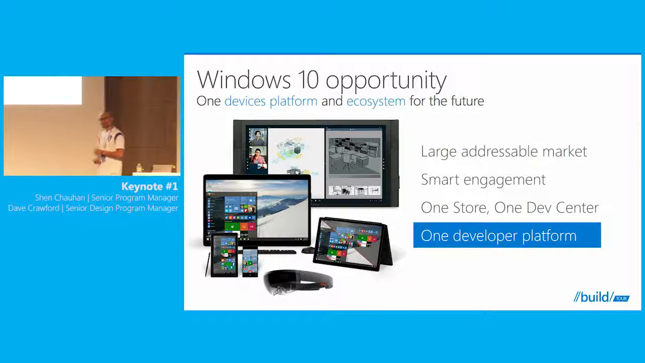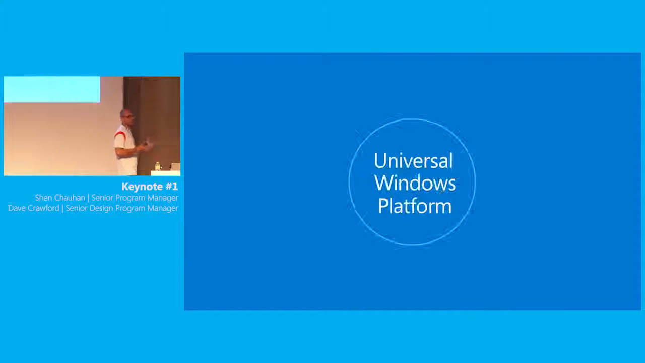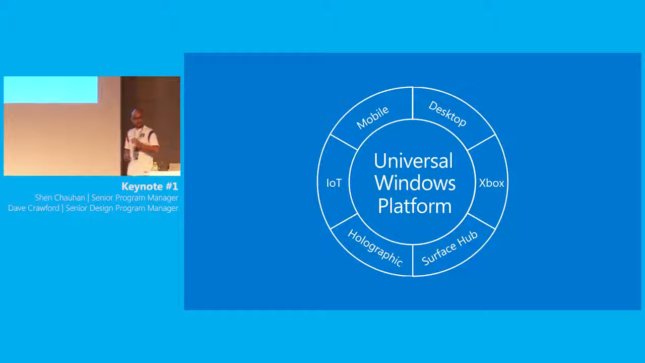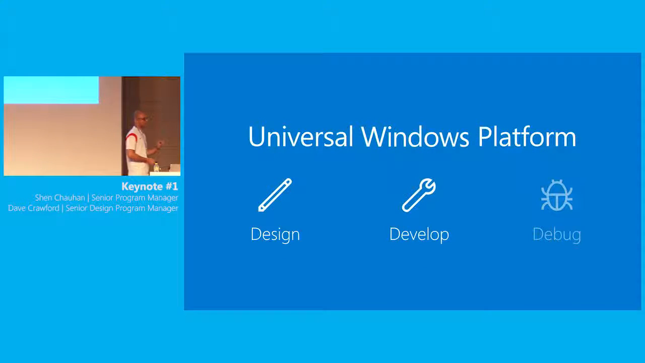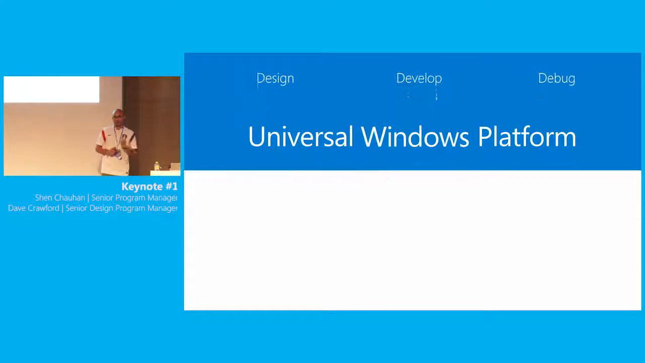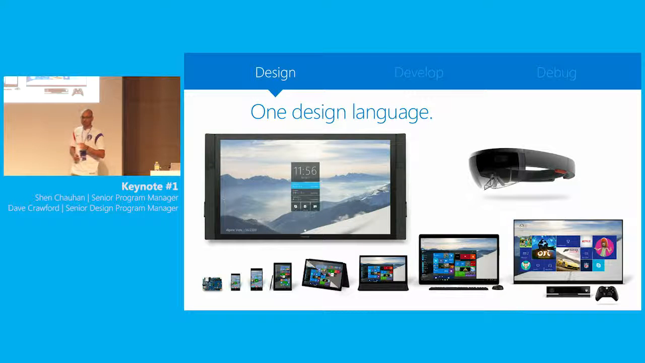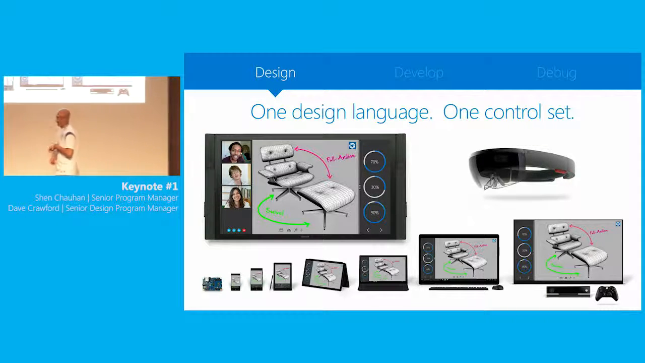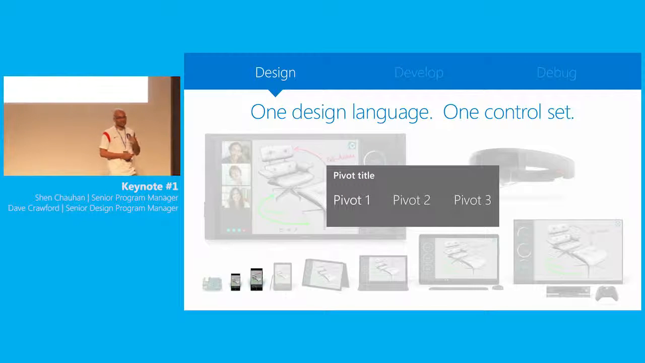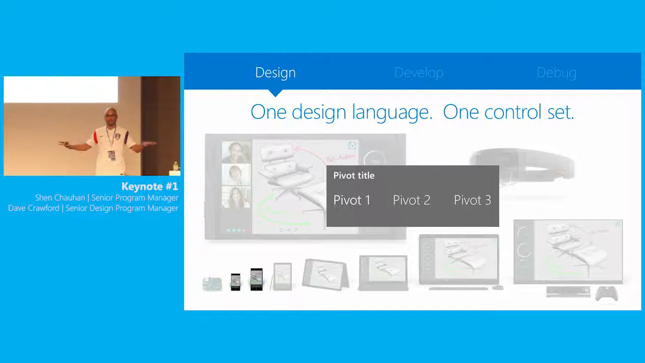So, the final thing I want to talk to you about is the one developer platform. This is one of the big fundamental changes that you'll see: regardless of whichever Windows family of devices you have, we'll make sure you get a consistent design, develop, and debug experience. One design language with one control set. This will allow you to ensure that you can build applications that will take advantage of the controls universally.